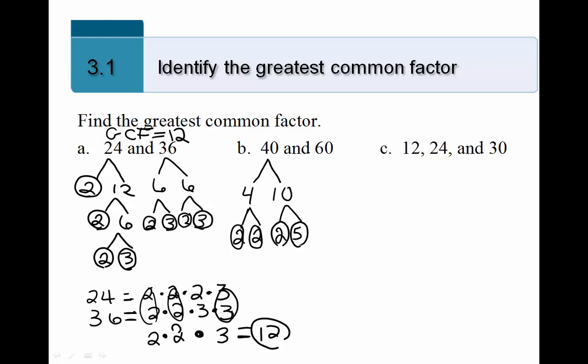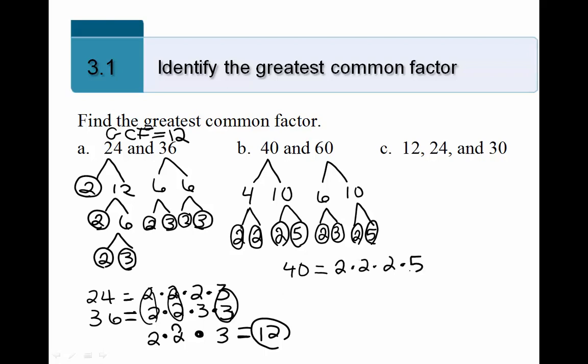I'll do the same for 60. We know that 6 multiplied by 10 is 60. 2 factors of 6: 2 multiplied by 3 is 6. And we can break 10 down: 2 multiplied by 5 is 10. So 40 is equal to 2 multiplied by 2 multiplied by 2 multiplied by 5. 60 is equal to 2 multiplied by 2 multiplied by 3 multiplied by 5.